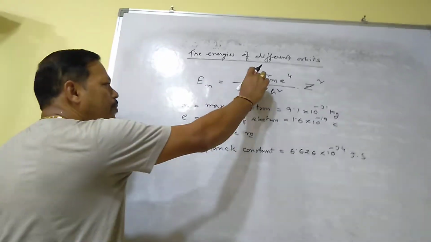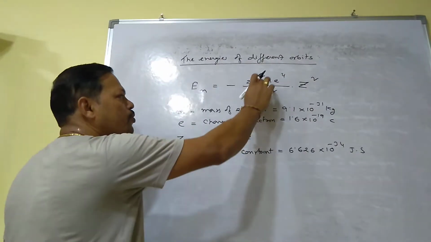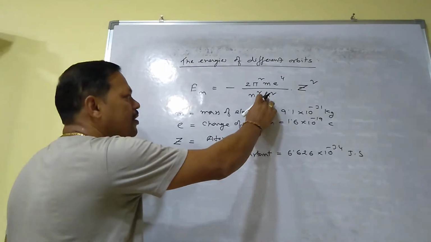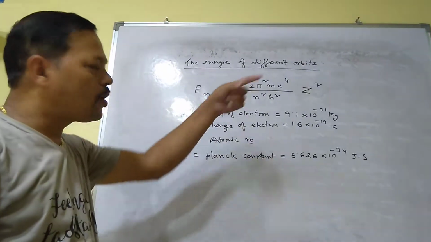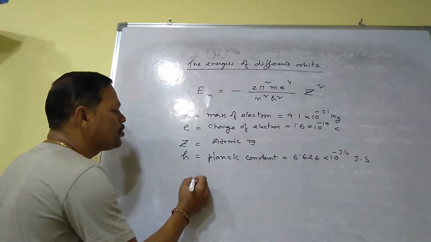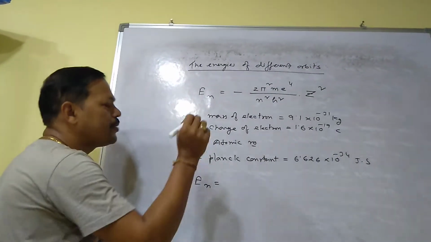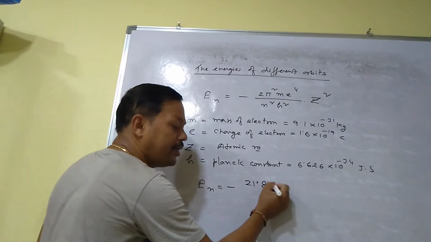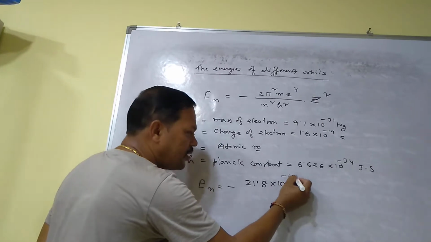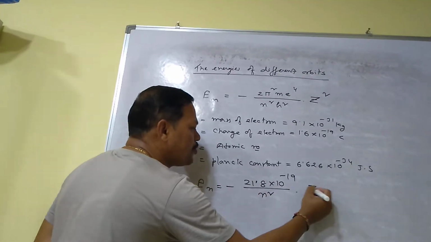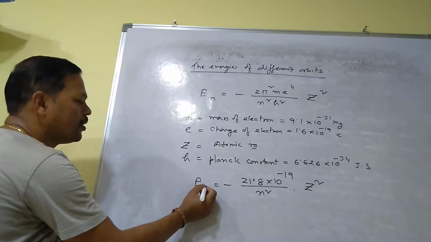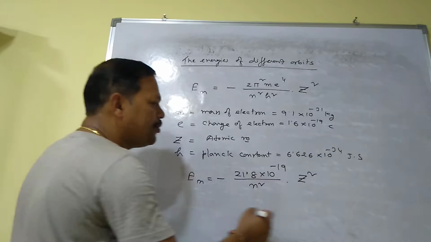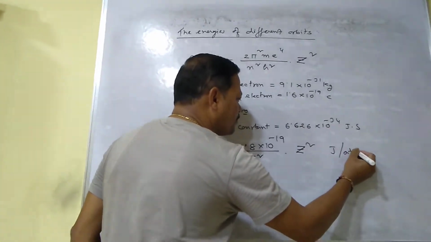So, as you know, pi value is a constant 3.14. Mass of electron is constant, charge of electron is constant, h is constant. So except n, you can put all the values, and when you put all the values, then you will get En is equal to minus 21.8 into 10 to the power minus 19 divided by n square into z square. You will get this one. So n depends on the number of orbits, and its unit you will get as joule per atom.